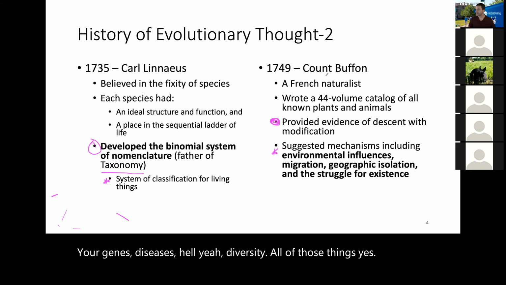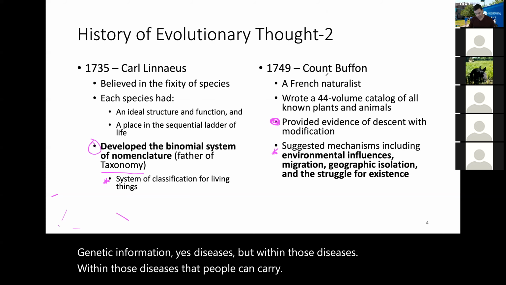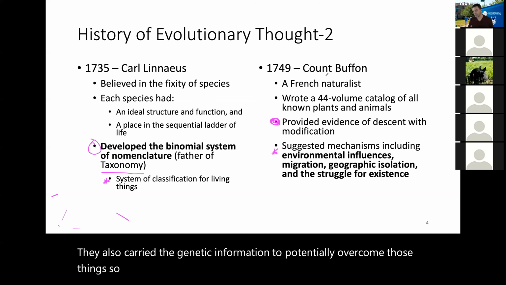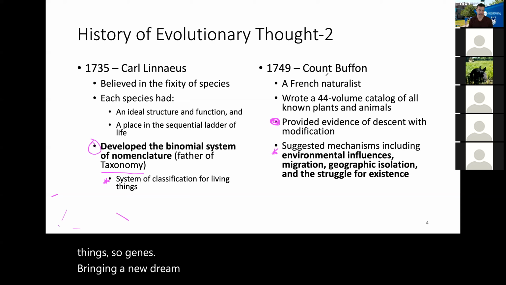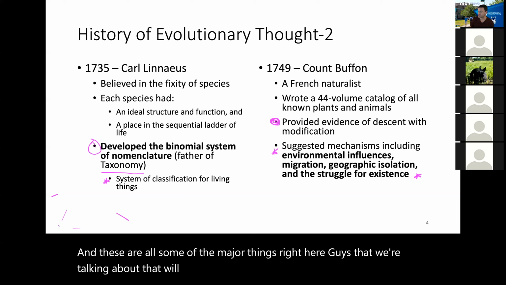What could help drive evolution? Genetic information. Yes, diseases, but within those diseases that people can carry, they also carry the genetic information to potentially overcome those things. So bringing in new genes adds more diversity to a gene pool. And these are all some of the major things, guys, that will drive microevolution, macroevolution, evolutionary mechanisms.